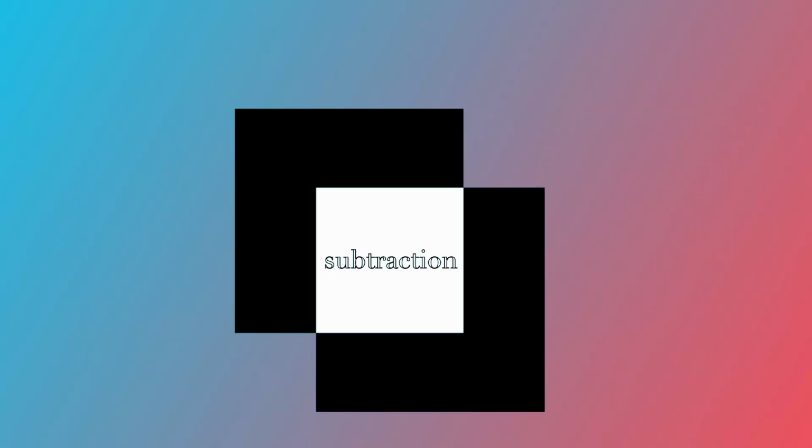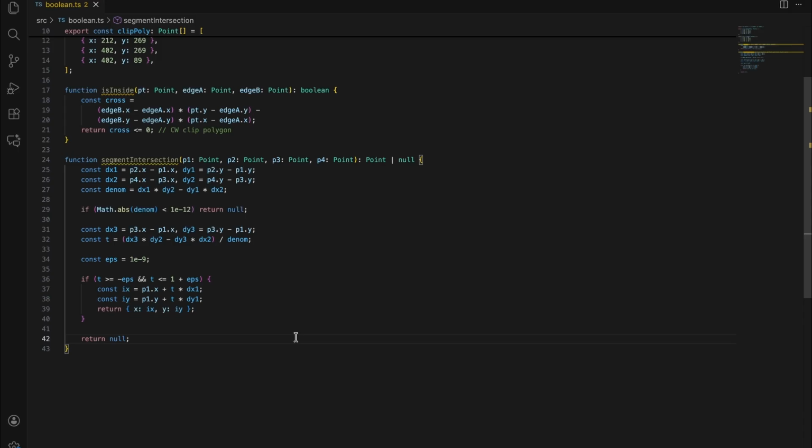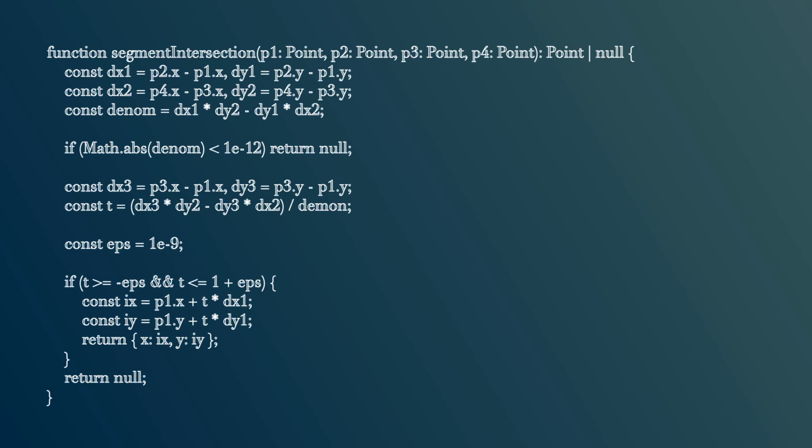I recently made a video on the Sutherland-Hodgman polygon clipping algorithm, and while I was explaining my code, there was this small function called segment intersection. At the time, I felt like I didn't explain it clearly enough. And that bothered me, because this tiny function is actually doing a lot of heavy work behind the scenes.